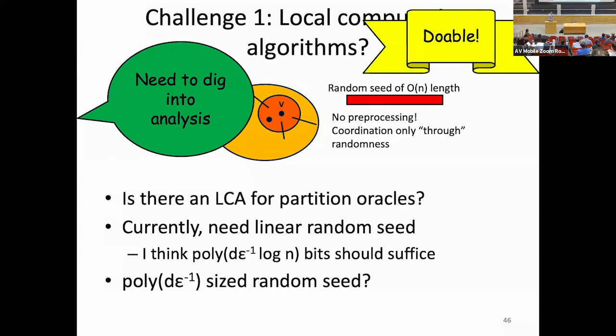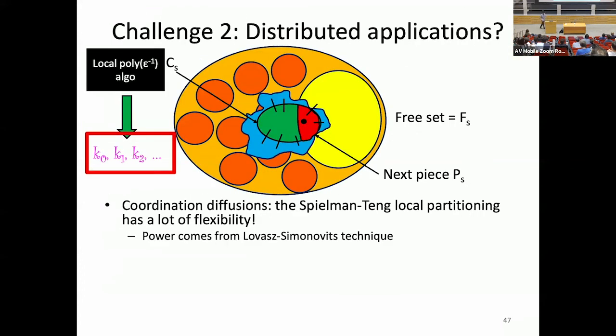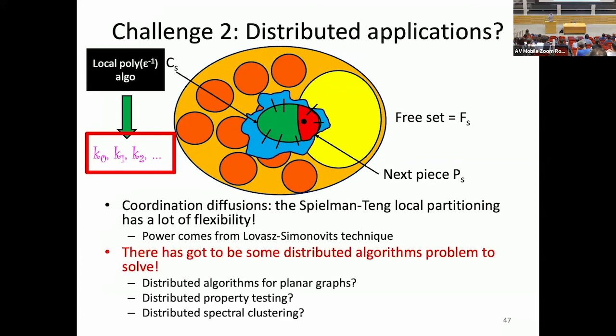Okay, so challenge 1. See, I told you it's doable. I told you. Challenge 2. Are there distributed applications of this? It seems like there should be, right? There has to be some distributed graph algorithms problem to solve. I don't know. Distributed algorithms for property testing on graphs, maybe something for planar graphs, some kind of distributed spectral clustering. Please, those of you who know more about distributed algorithms, please tell me.